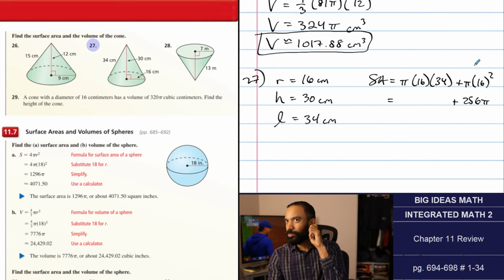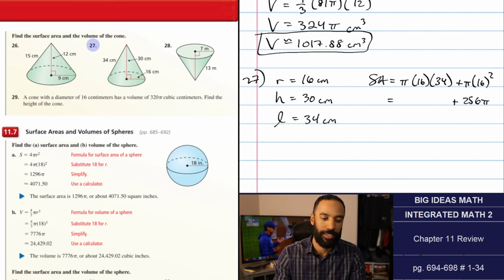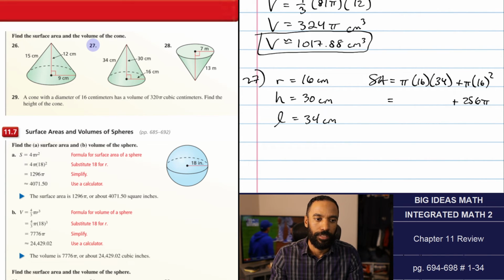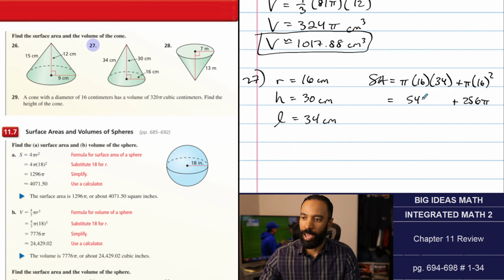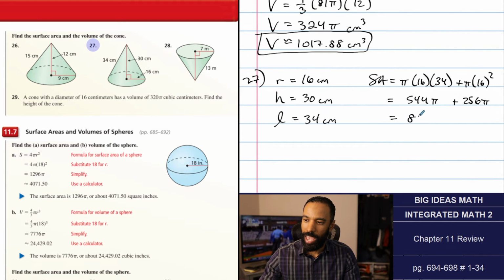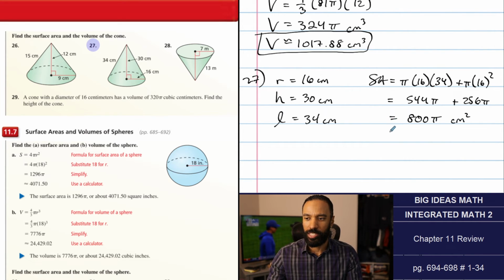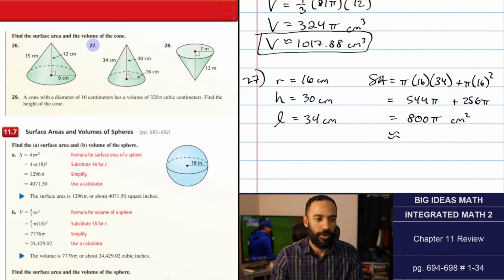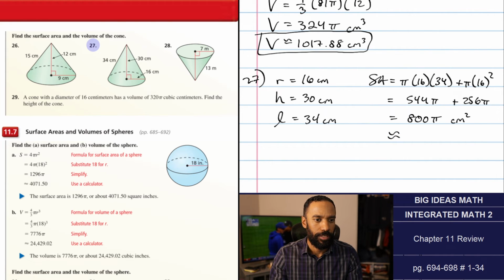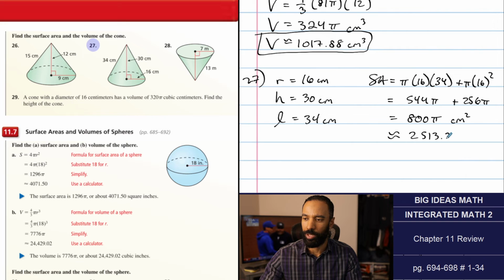That's, I'm going to say 544 pi. Let's see if I got that one. Yes, 544 pi. Ooh, this looks like a clean addition. That looks like 800 pi on the button. 800 pi square centimeters. So that's exact. And rounded, probably around 2,500. 2,513.27 square centimeters. There's your surface area.